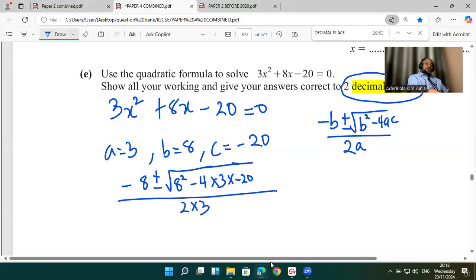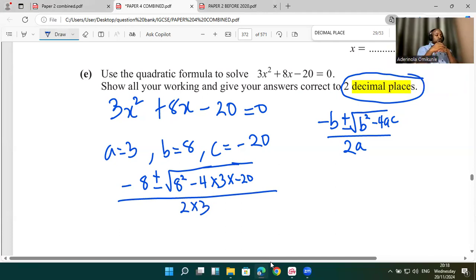Before I go on, let me quickly say something. How did I know that I'm supposed to use the quadratic formula? Look at this statement I circled here. The moment you see 2 decimal places, sometimes 3 decimal places, sometimes 4 significant figures or what have you, that is an indication that the equation cannot be factorized and thus will need the quadratic formula. I'll say that again. The moment you're told to express your answer as 3 significant figures, 3 decimal places, or 2 decimal places, the implication is that it cannot be factorized and thus will need the quadratic formula. And that's what we do.